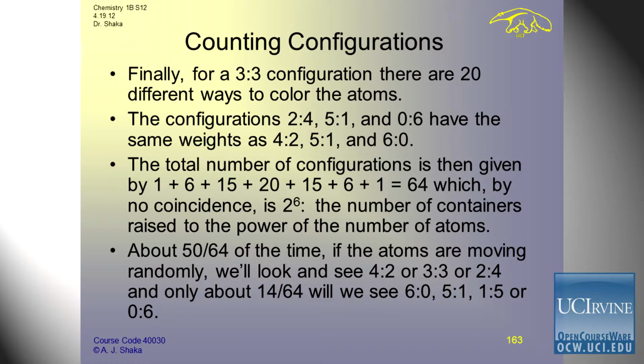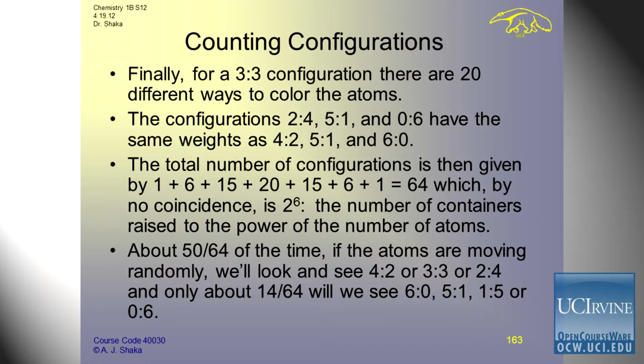And 14 out of 64 times, we'll see 6, 0, 5, 1, 1, 5, or 0, 6. So the 6 and the 0, right? That contributes 1. The 0 and the 6, that contributes another 1. The 5 and the 1, that contributes 6. The 1 and the 5, that contributes 6. Total, 14 out of 64. So the chance of me seeing very few on one side and more on the other is very small. Only 14 in 64 when I only have 6 atoms.